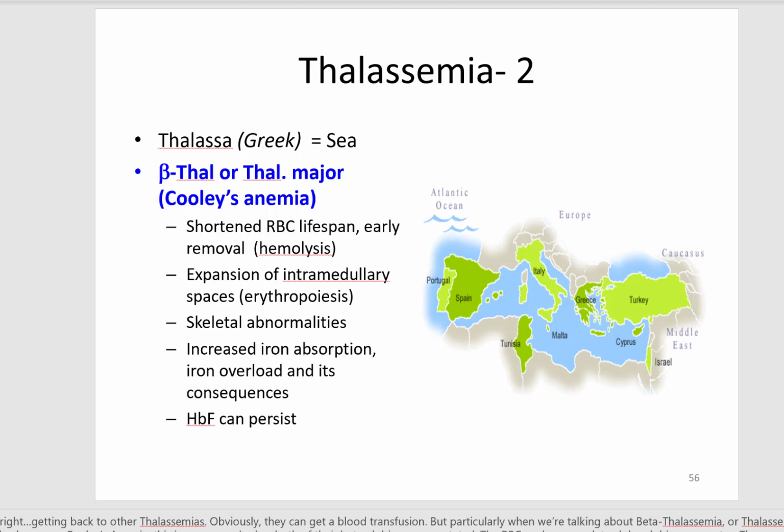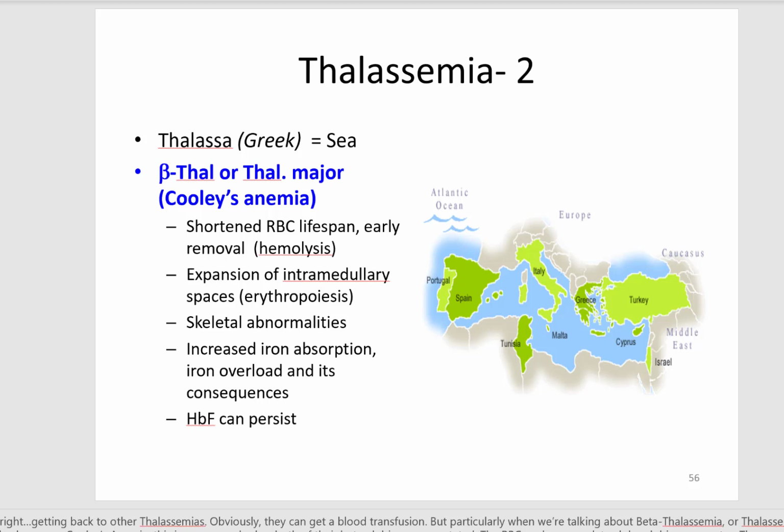Okay, again, with thalassemias, obviously they can get a blood transfusion, but particularly when we're talking about beta thalassemia or thalassemia major, also known as Cooley's anemia, this is a person who has both of their beta globin genes mutated. The red blood cells only accumulate alpha globin aggregates. These are not very water soluble. They precipitate out of the solution. The red blood cell is damaged from them. Therefore, they are removed very early from circulation.